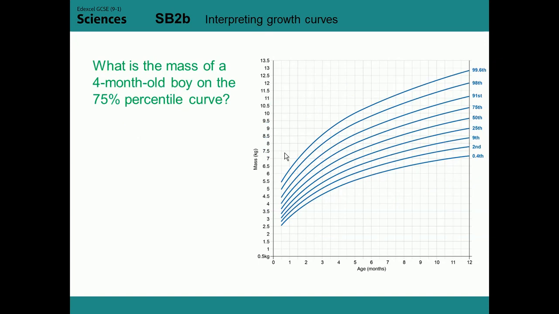A typical question you would get is then, what is the mass of a 4-month-old baby on the 75th percentile curve? So you identify the 75th percentile curve, you look at 4 months old, and you can see that the mass is 7.5 kilograms.